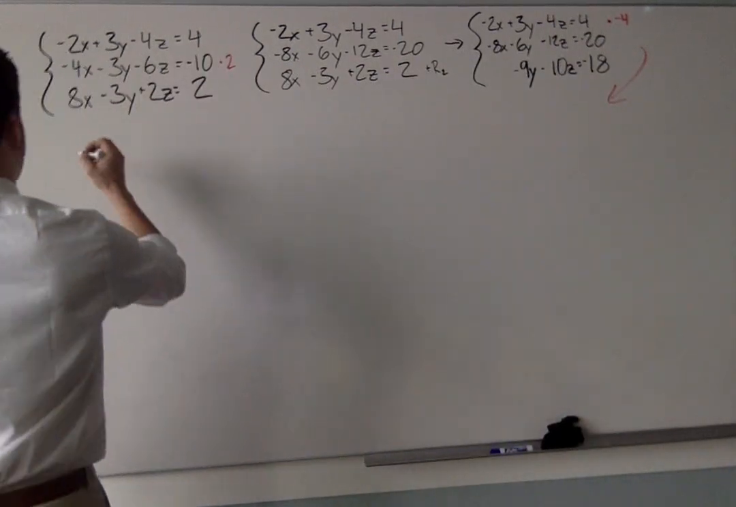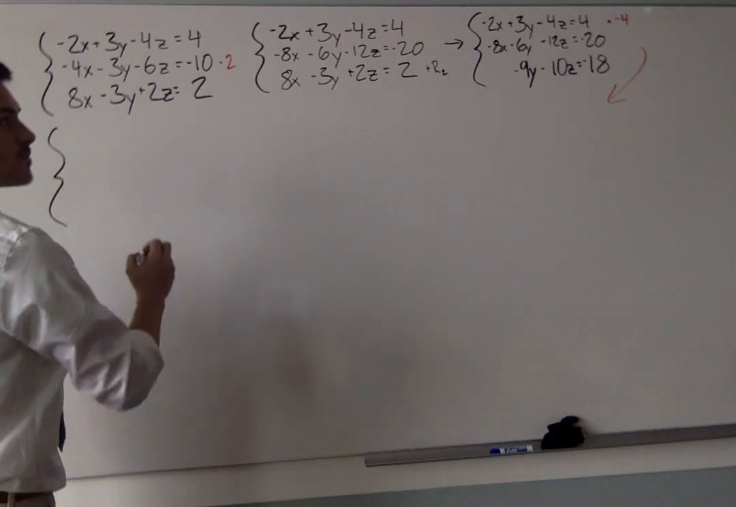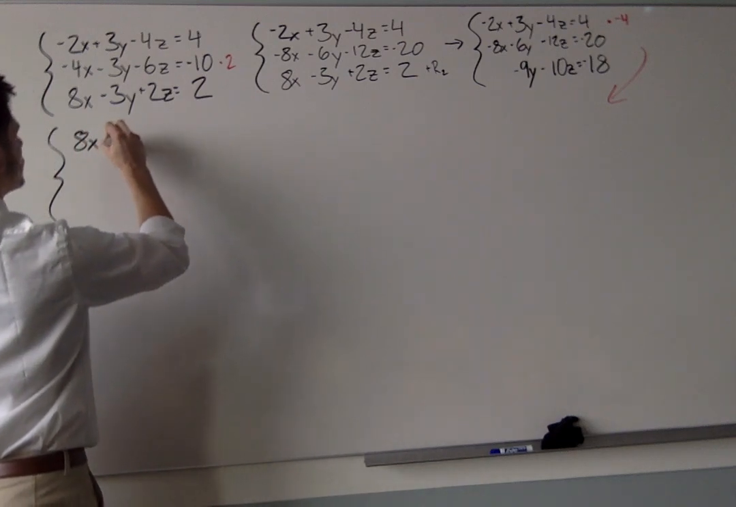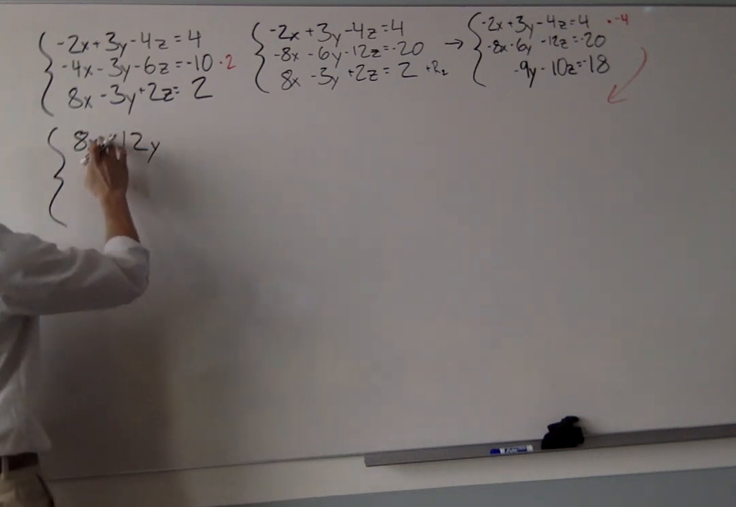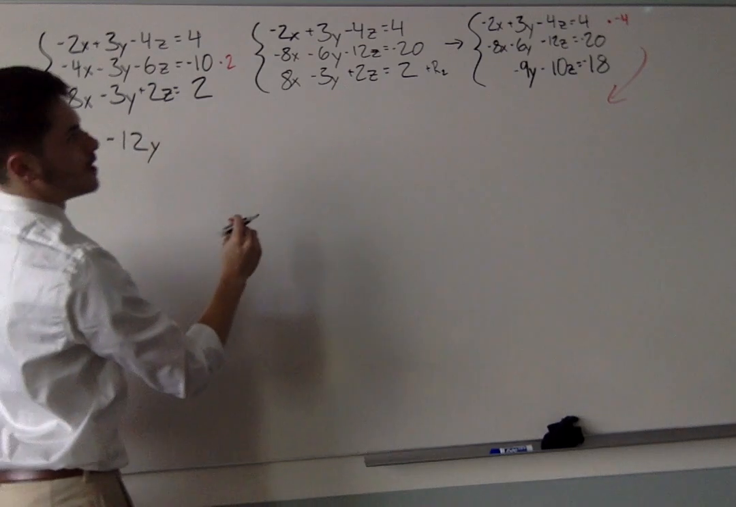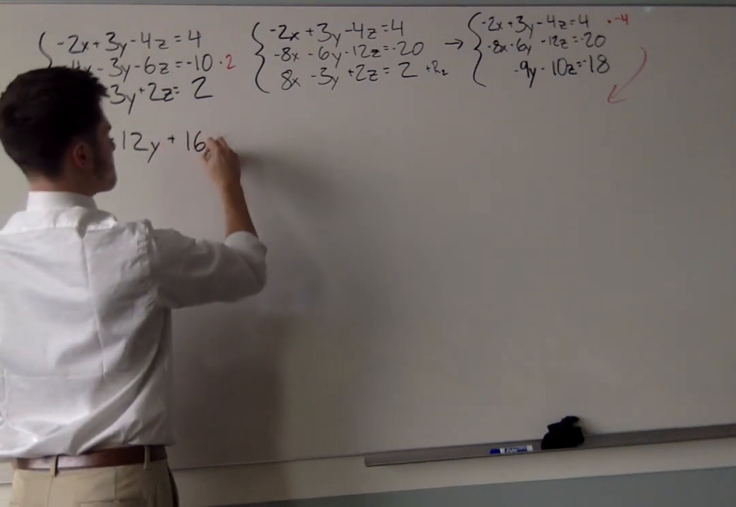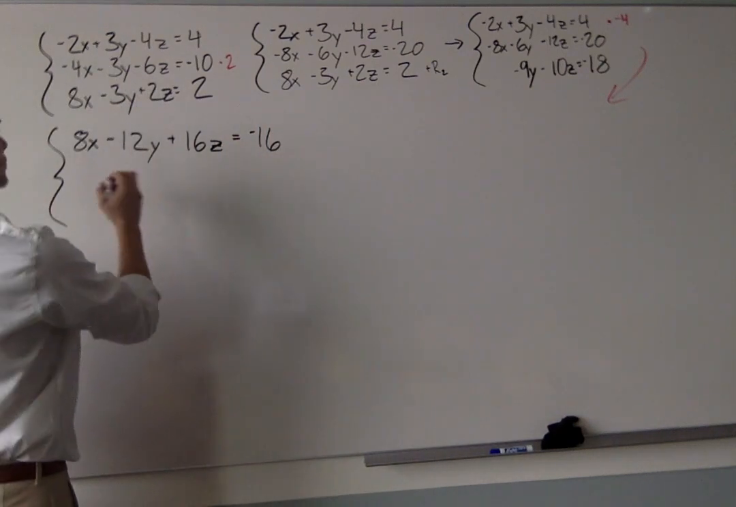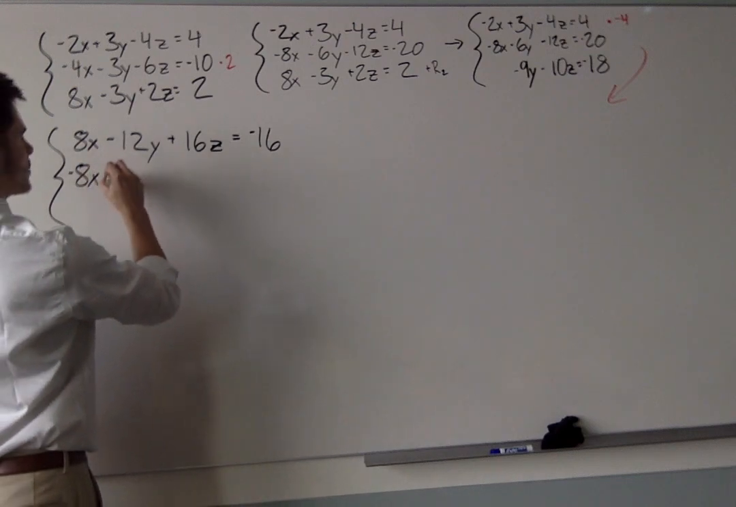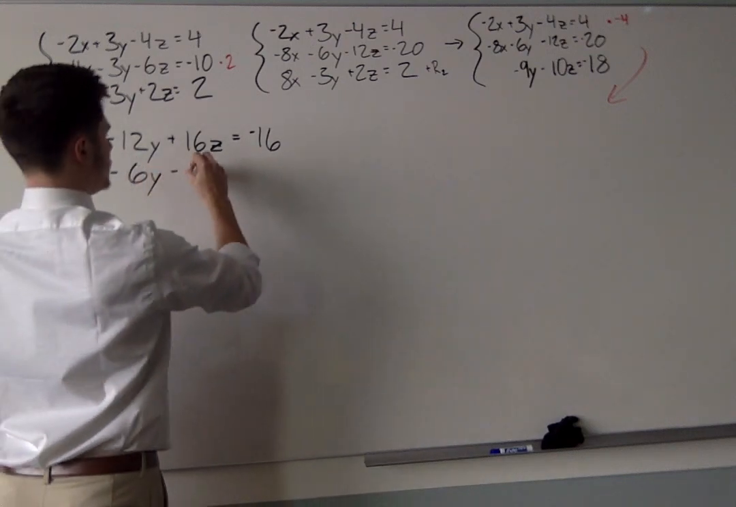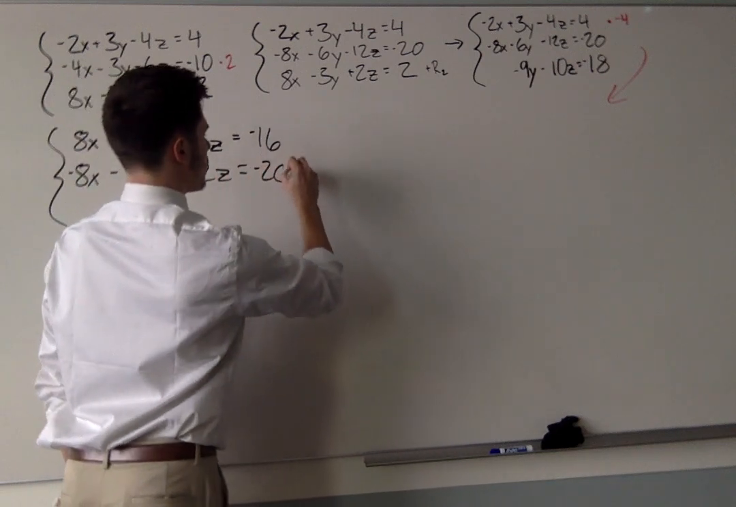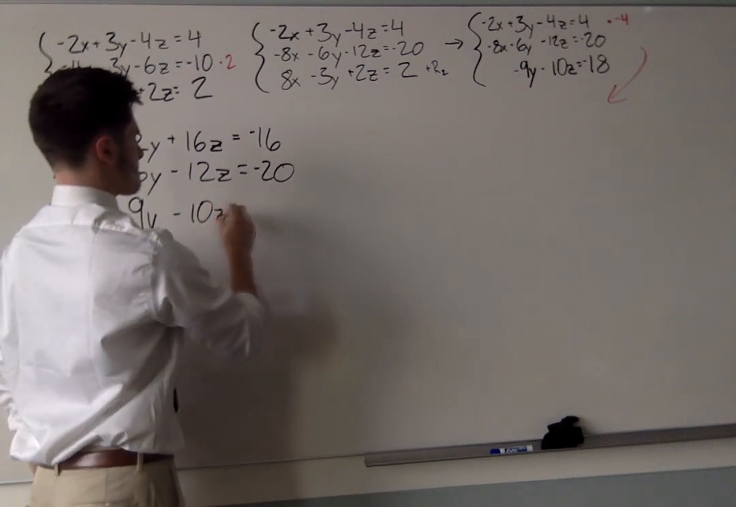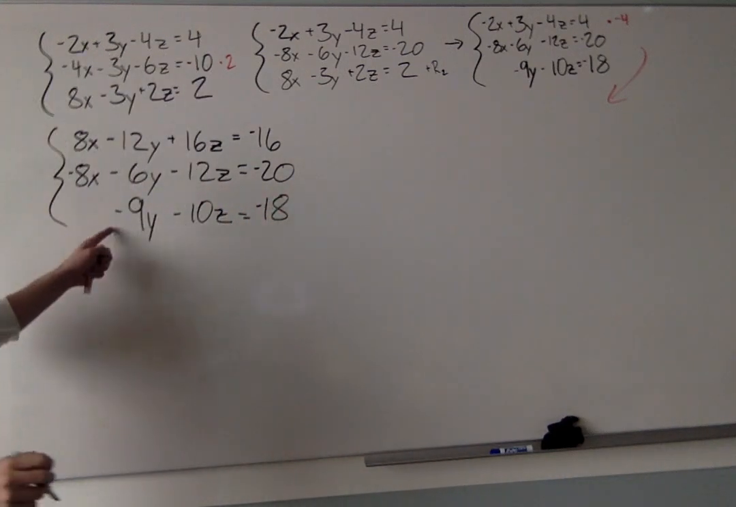So we'll move over here. Negative 2x times negative 4 is 8x, plus 12y. Actually, that's minus 12y plus 16z equals negative 16. And then the middle row stays the same: negative 8x minus 6y minus 12z equals negative 20. Negative 9y minus 10z equals negative 18. So this one didn't change either.